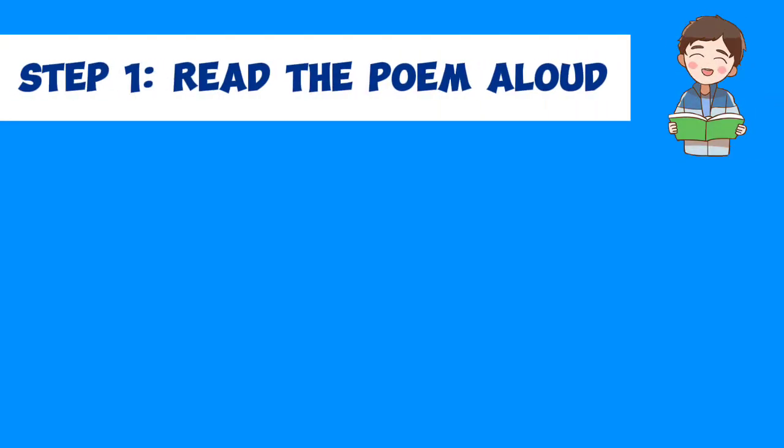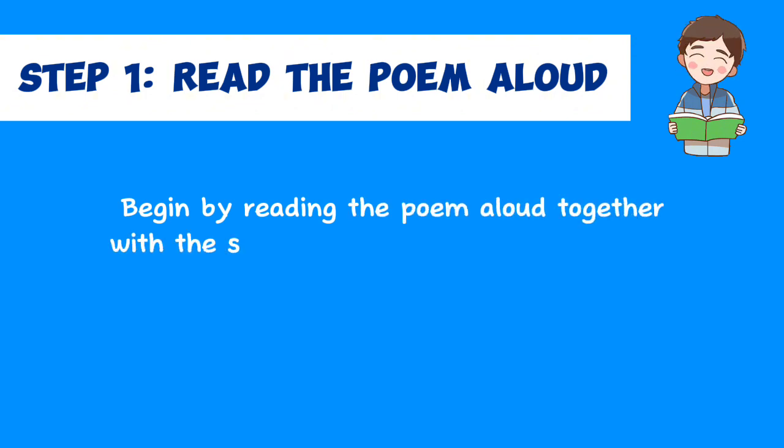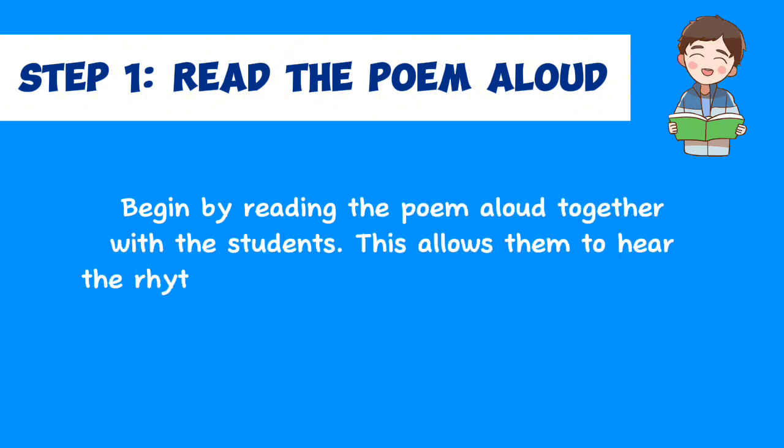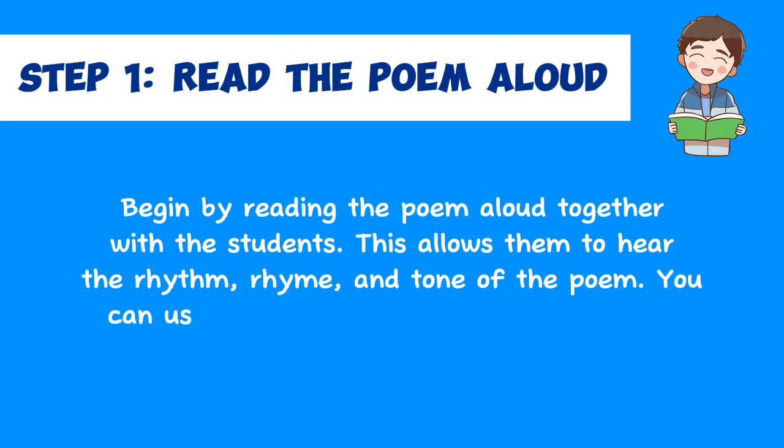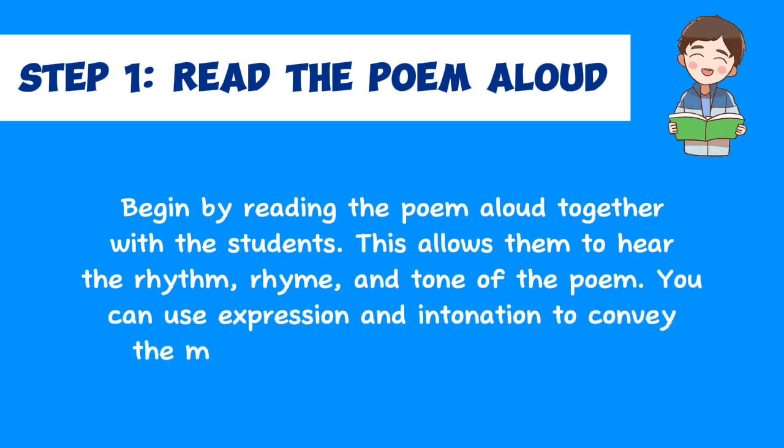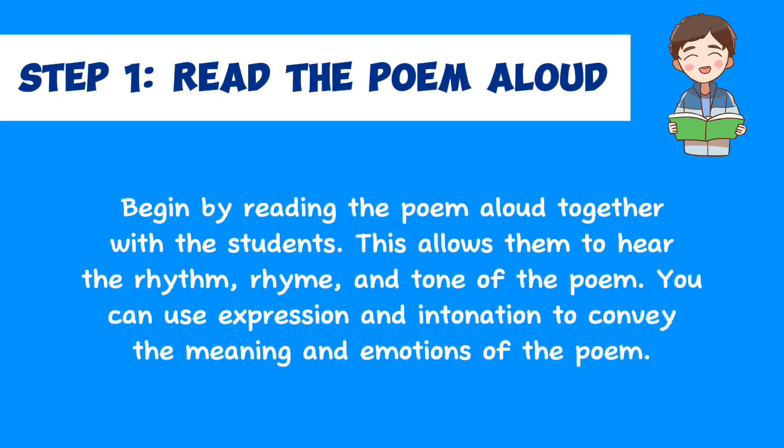Step 1. Read the poem aloud. Begin by reading the poem aloud together with the students. This allows them to hear the rhythm, rhyme, and tone of the poem. You can use expression and intonation to convey the meaning and emotions of the poem.